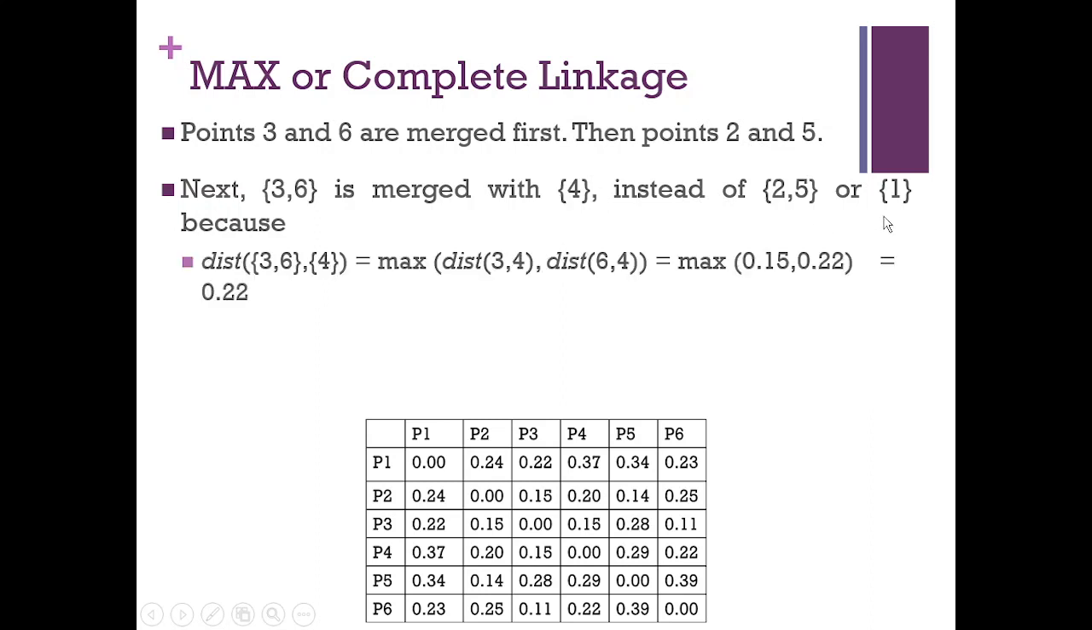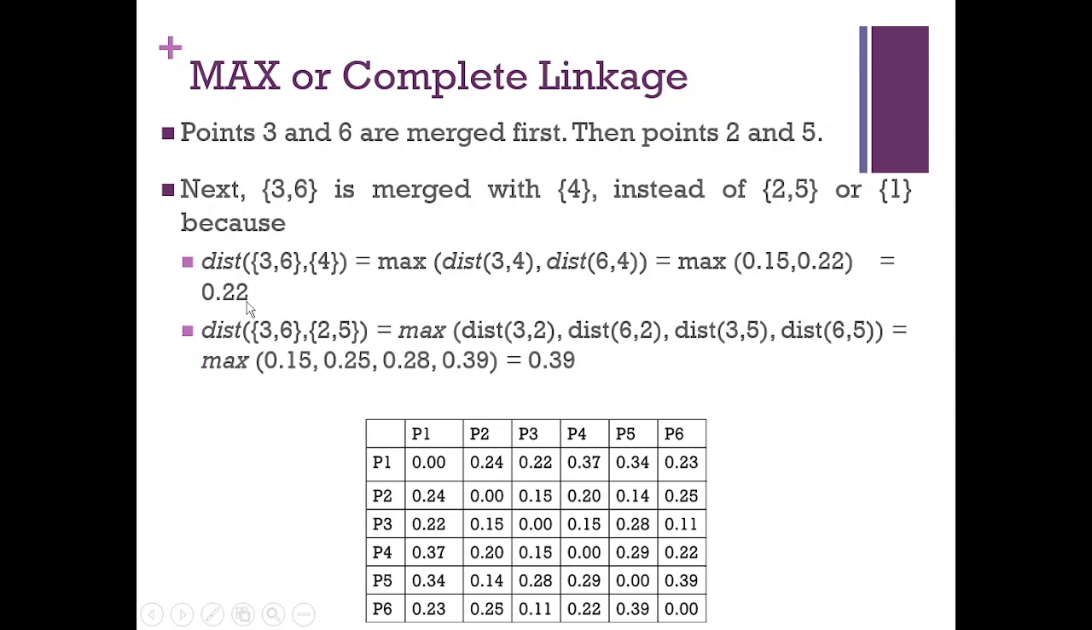Why? Because the distance of cluster 3,6 with 4 is the maximum value amongst the distance of 3 and 4 and the distance of 6 and 4. So it is the max of the distances of 3 and 4 and 6 and 4, which comes out to be 0.22. The distance between 3,6 and 2,5 is computed as the maximum value of the distances between 3,2; 6,2; 3,5; and 6,5. So it comes out to be 0.39.